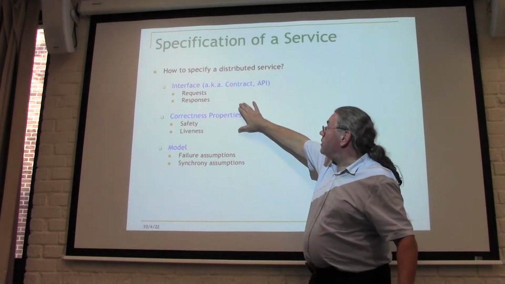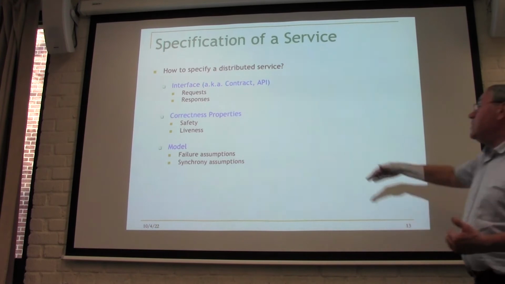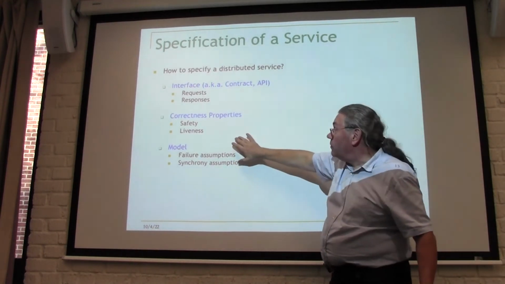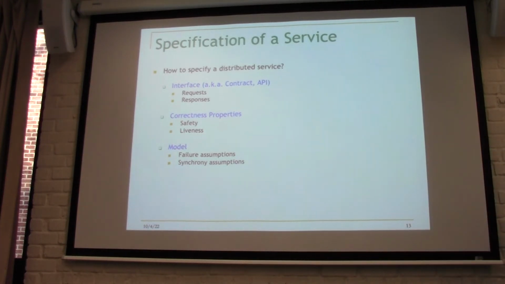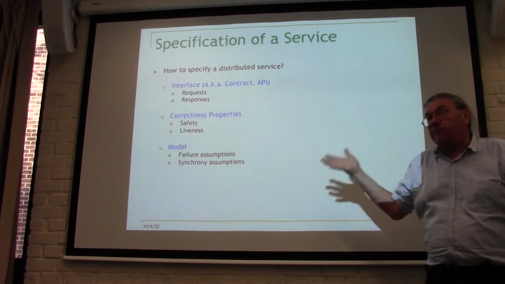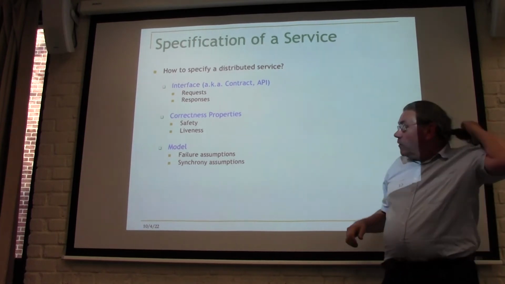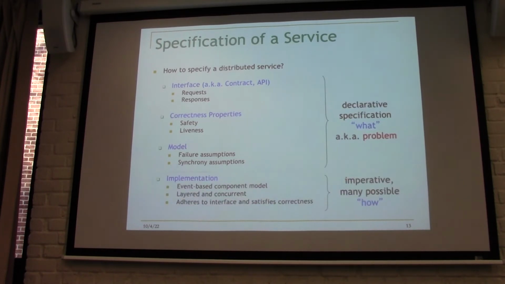Whereas the safety properties and liveness properties, you are the master of these two, but the model is given to you. It's like, write this code and it runs on the open internet. So you have to write it for that particular model. And if you change the model a little bit, things that were possible might become impossible.